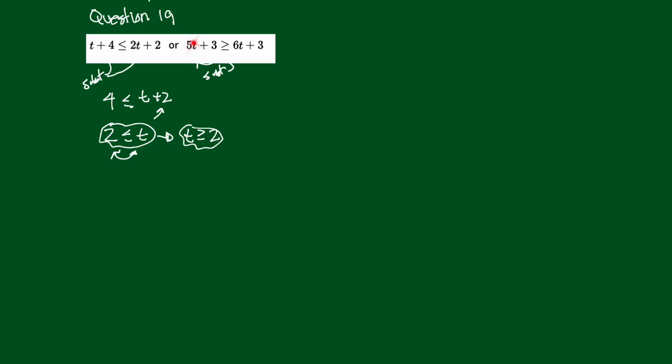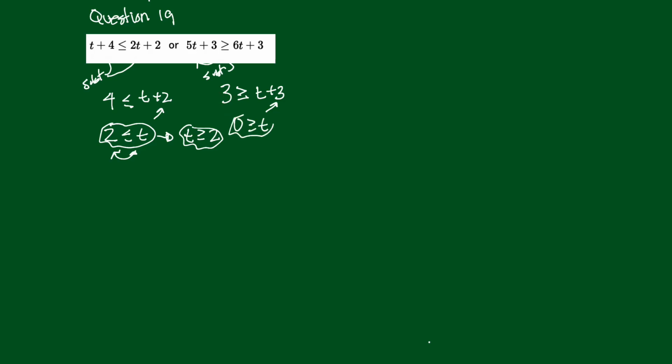Now, 5 t's minus 5 t's is no t's. That just leaves us with this 3, greater than or equal to, now here, 6 t's minus 5 t's is just a t, and then still have that plus 3. Now, let's subtract this 3. So if I subtract the 3, on the left side, 3 minus 3 is gone. That's just a 0, less than or equal to t.